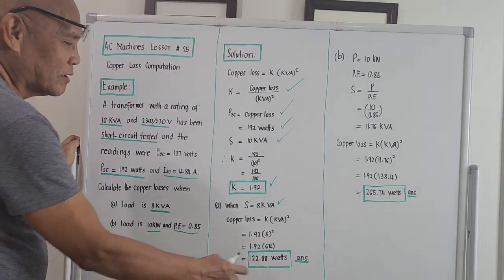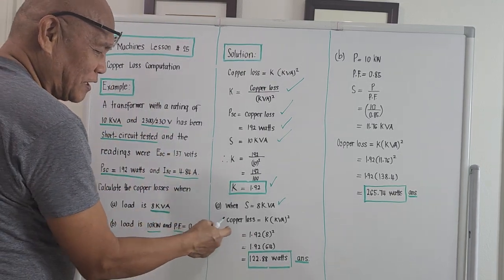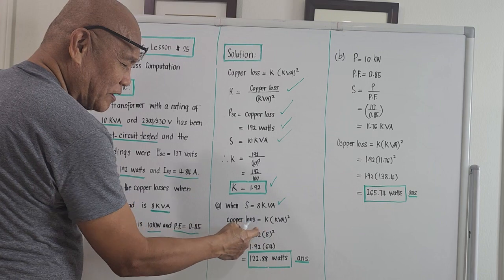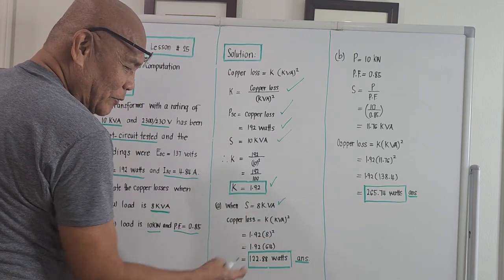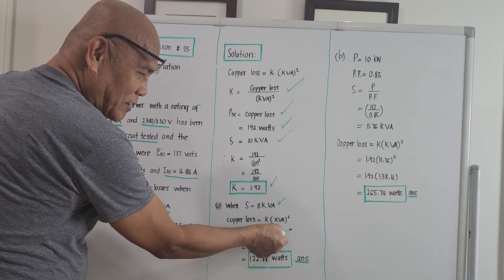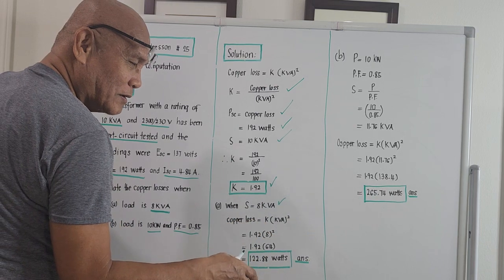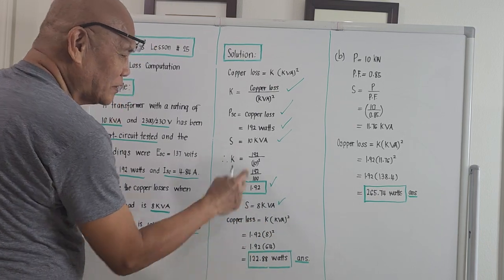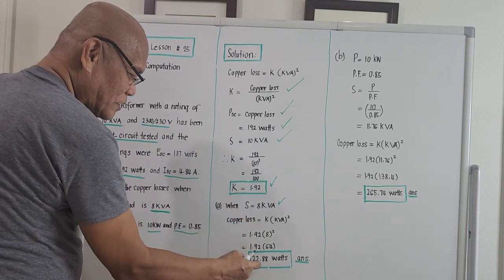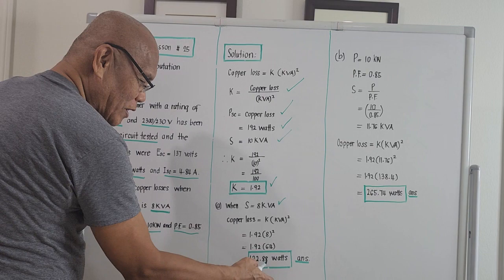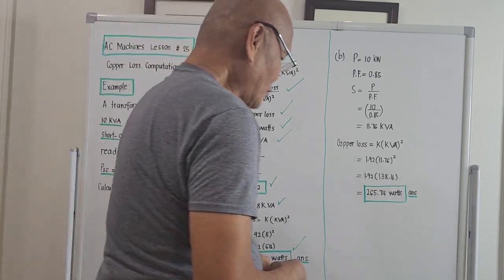Okay, it is lesser. Why? Because the copper loss varies directly, or is directly proportional, to the square of the kVA. The kVA that was inserted here is actually less than 10, so the outcome should be less than the 192. So meaning to say, the copper loss at 8 kVA is only 122.88 watts. So this will be our answer. Okay, as simple as that.